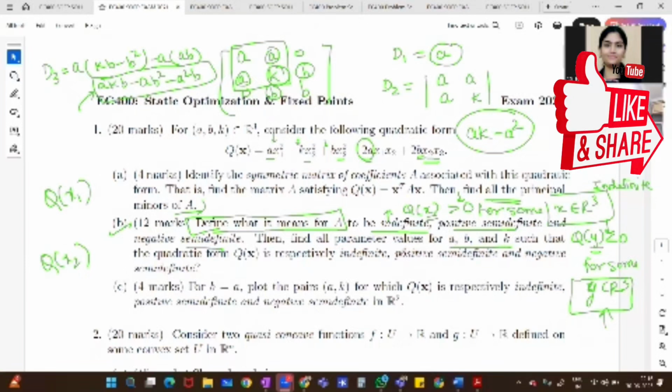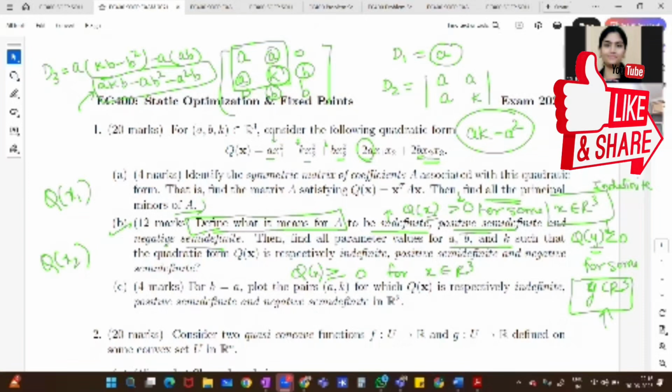Okay, over here, what does it mean when they say R3? R3 means 3-dimensional space, with a 3 by 3 order matrix, 3 rows, 3 columns. When defining what it means for A to be indefinite, it will fluctuate between positive and negative values. When it is positive semi-definite, you have to say that it is greater than or equal to 0 for some x belonging to R3.